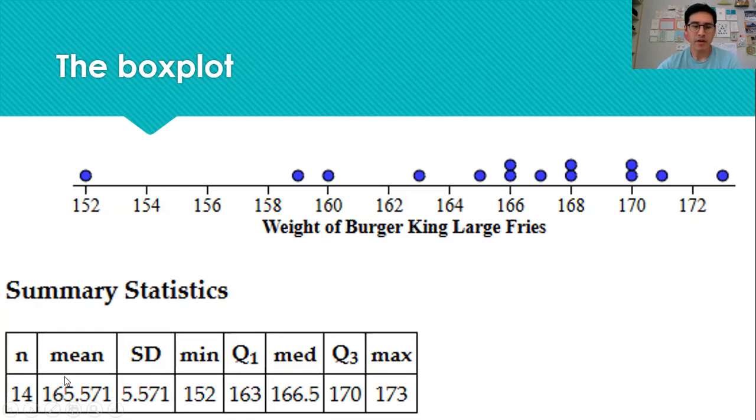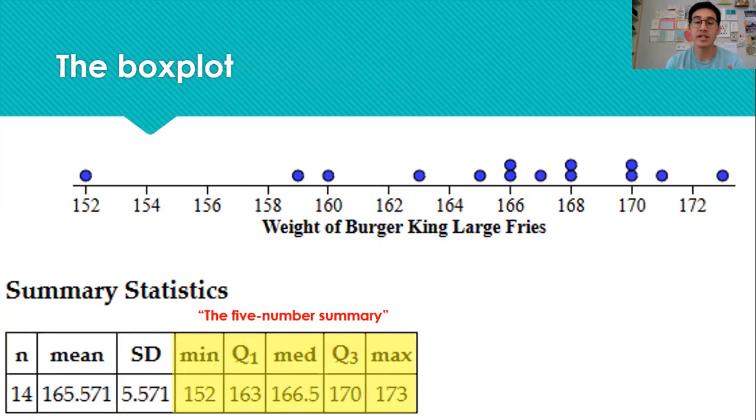All right, so we have our summary statistics down here on the bottom. And for this video, we're going to focus on the last 5 columns. That's the minimum, the first quartile, the median, the third quartile, and the maximum. Those 5 values together are dubbed the 5-number summary. And remember that the quartiles and the median divide the data into quarters, into 4 equal-sized groups.